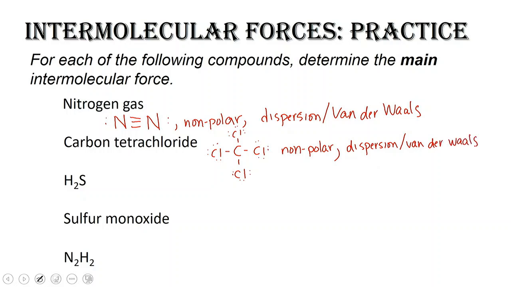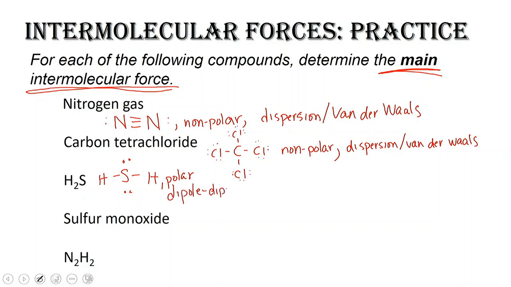Now notice that the question says to determine the main intermolecular force. So remember, all molecules are going to have dispersion forces, but there are some forces that are stronger than others. Remember this H2S, we drew it already. And we already know that this is polar, right? So if it's polar, then that means we can have dipole-dipole interactions. Hey, wait, I see hydrogen. Can it have hydrogen bonds? No, because this is sulfur, and sulfur cannot undergo hydrogen bonding.